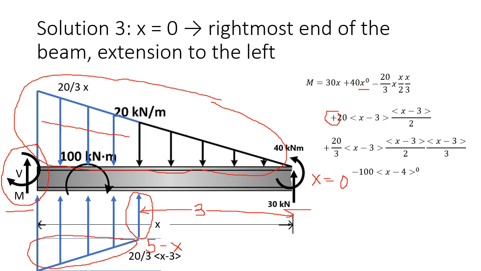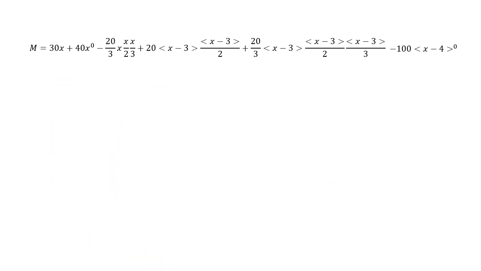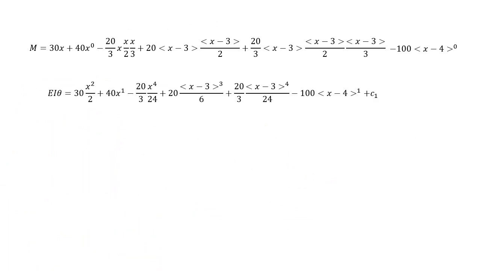Now, we have to note that x is equal to 0 pertains to the rightmost end of the beam now. This is the difference from the other solutions. So, reminder, if we're going to solve now for C1 and C2, which you will see in the succeeding slide, you would be substituting x is equal to 0 to the equations, not x is equal to 5. So, let's do that. Here is the moment equation. And then, here is the equation for the slope.